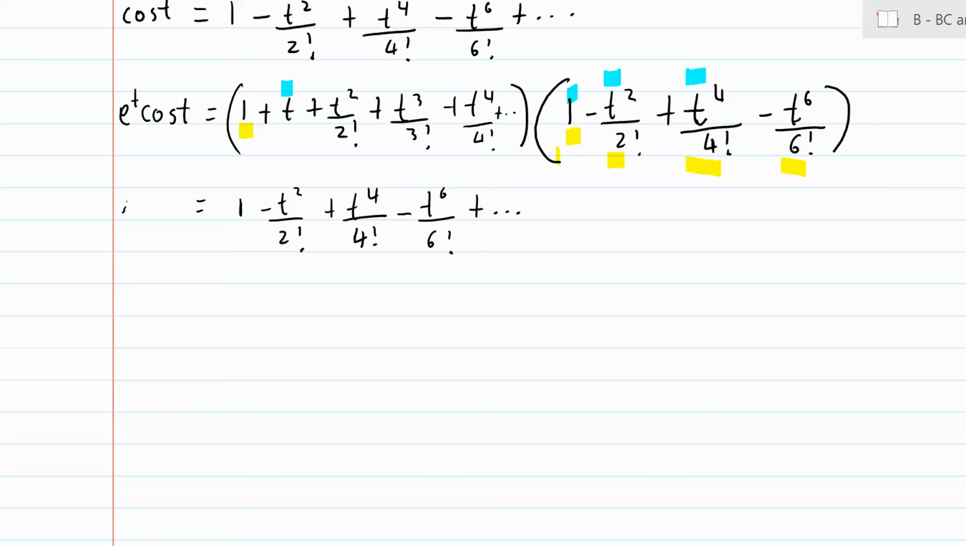So we would multiply t by 1, that's t. Then t times the second term would be negative t, so this is, I should say, plus t. Then t times negative t squared over 2 factorial is negative t cubed over 2 factorial. t times the third term would be t to the 5th over 4 factorial. And t times the last term would be negative t to the 7 over 6 factorial.